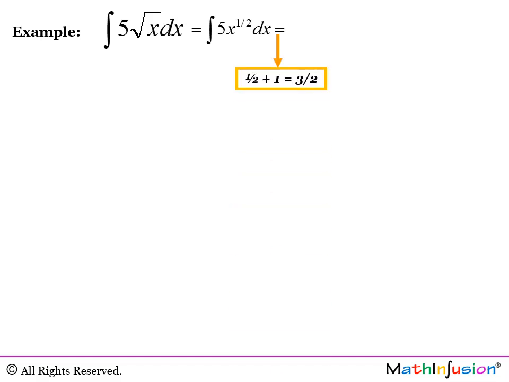We will use the linearity and also the fact that n equals 1 over 2 to get 5 times x to the power of 3 over 2 over 3 over 2 plus c. And if we simplify, we get 10 over 3 times x times square root of x plus c.